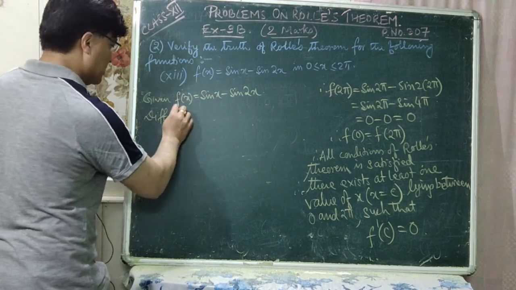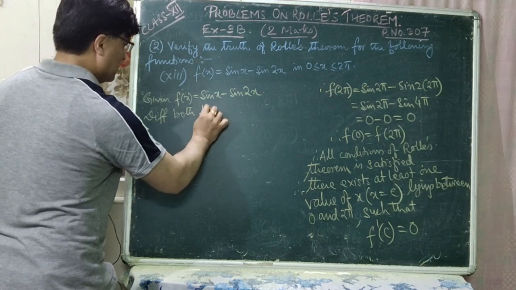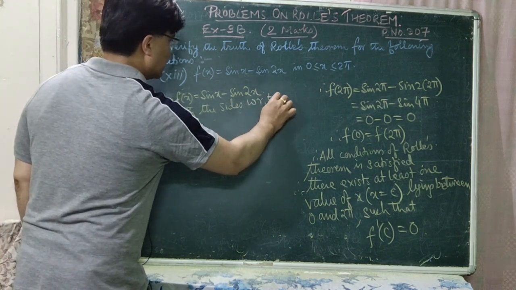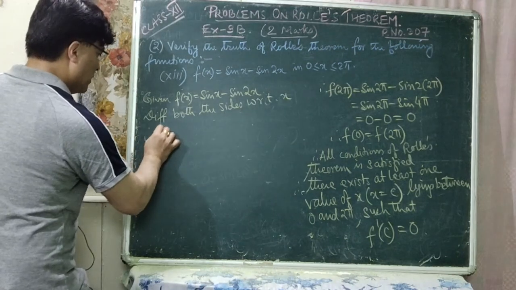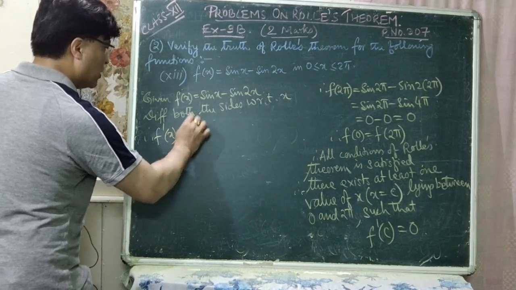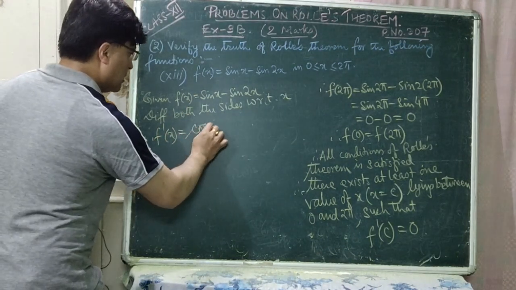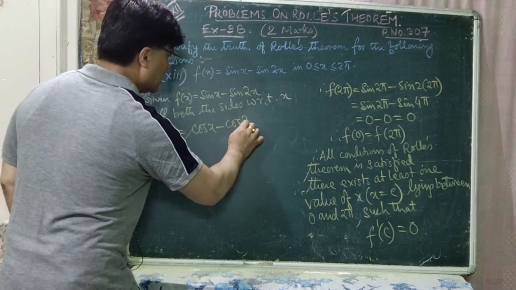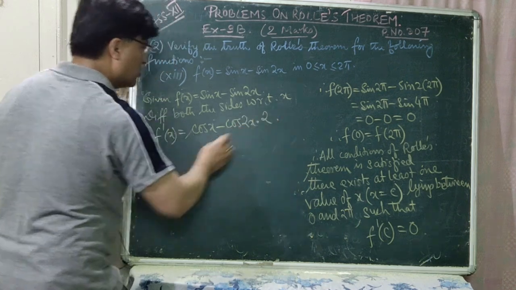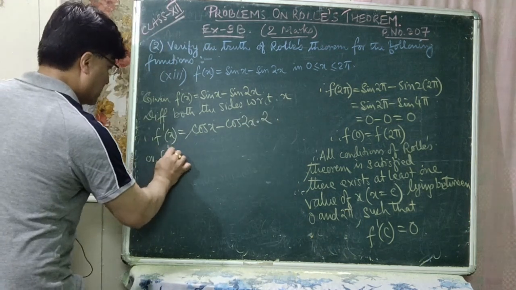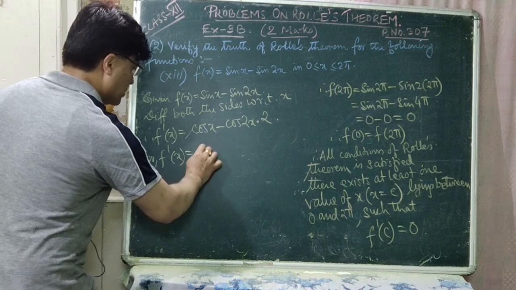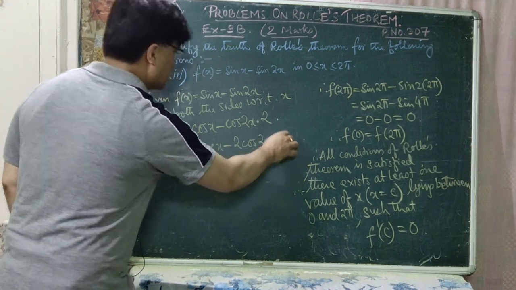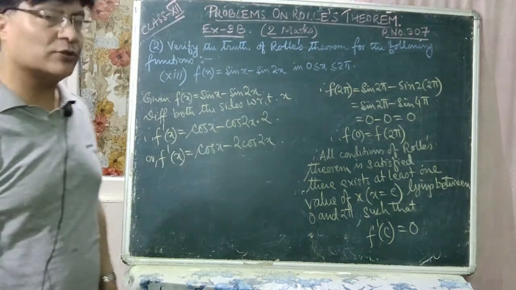So let's differentiate it. Differentiating both the sides with respect to x, f dash of x is equal to, what is the differentiation of sine x? It is cos x minus, what is the differentiation of sine 2x? You know that it is cos 2x into 2. Or you can write f dash of x is equal to cos x minus 2 cos 2x. So I think you have understood it.